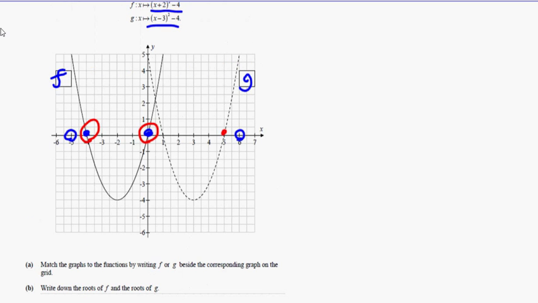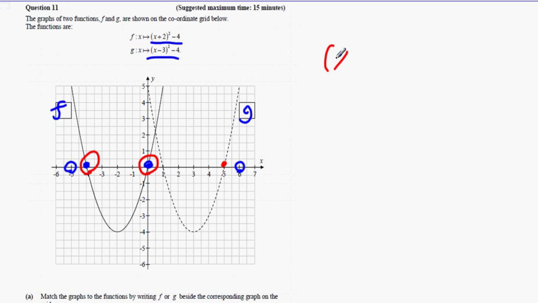Okay, next question, next part. Sketch the graph of (x minus 1) squared minus 4 on the graph above. So (x minus 1) squared minus 4, and this is h of x.